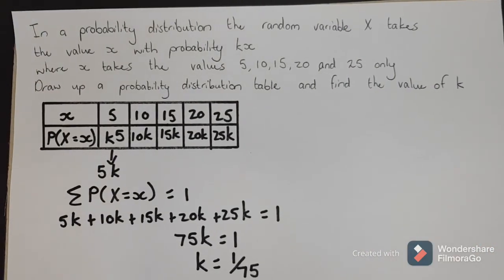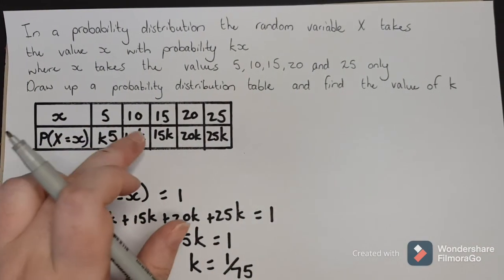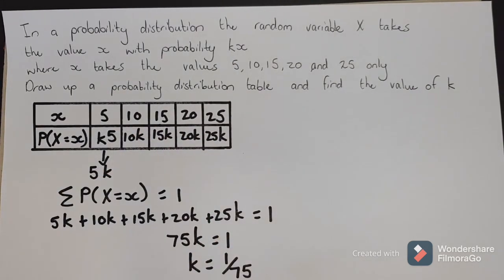And then if they further ask you to do anything, what you can do then is you take this value of k and you sub it back in to get the final values for each in the table.